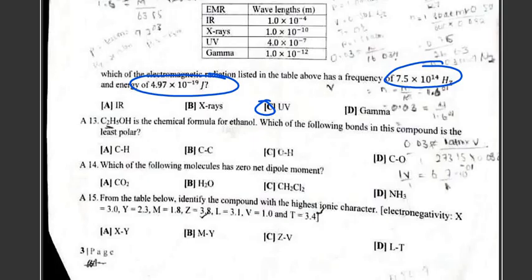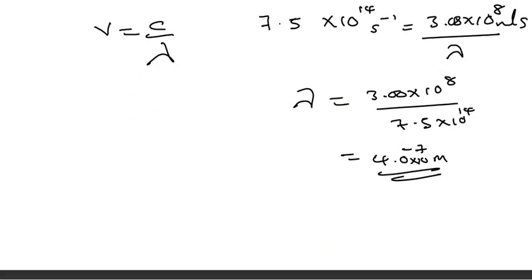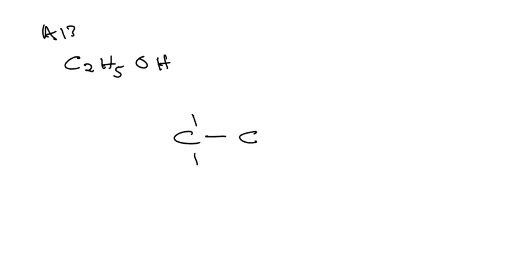The number A13, they are saying this is a chemical formula of ethanol. Which of the following bonds in this compound is the least polar? So we need to write this whole thing in a way that will show the whole molecule so that we can determine which one will be the least polar. So we have C2H5, we're on A13, then we have oxygen here. There is a carbon and another carbon. There are 5 hydrogens, and there's another one here. So they're saying which of these bonds is the least polar.